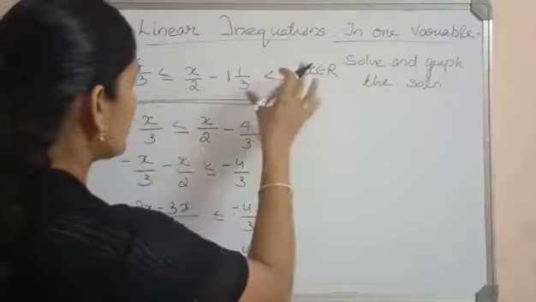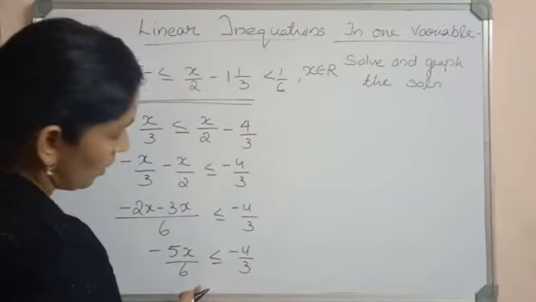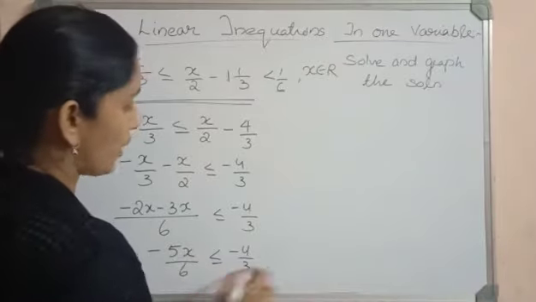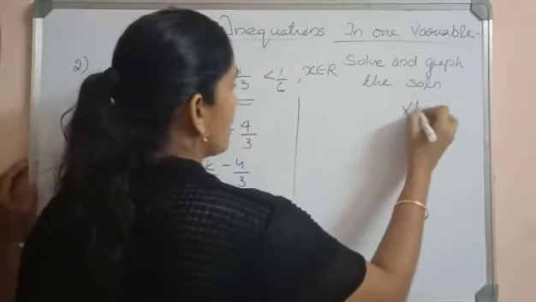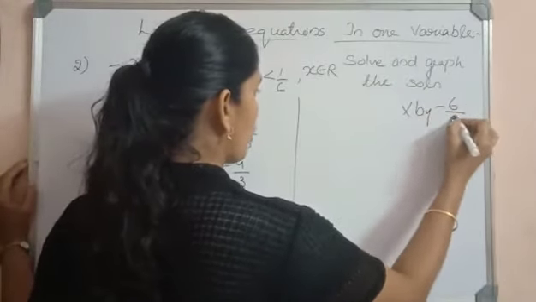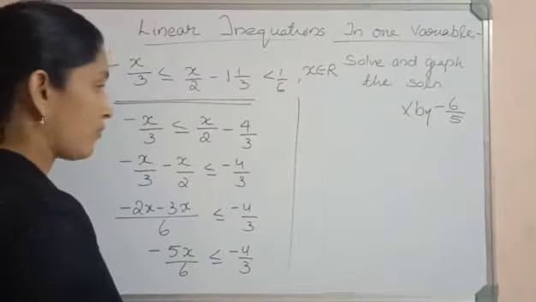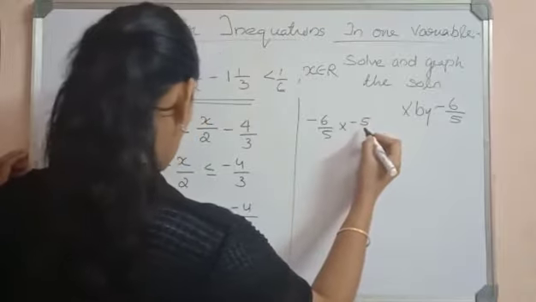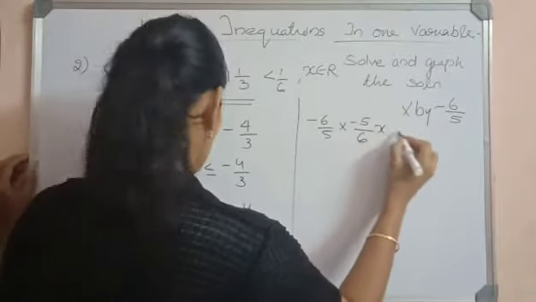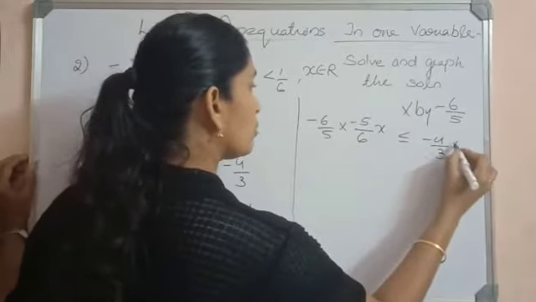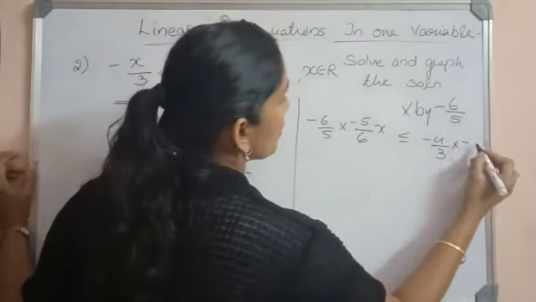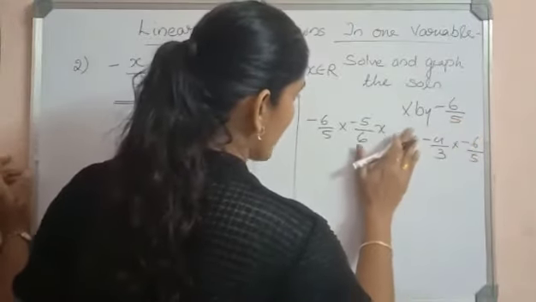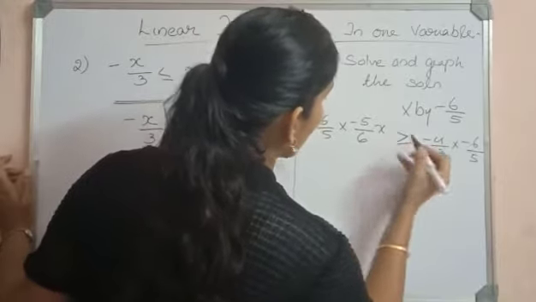Since we need to combine both the reduced forms, we have to multiply this with minus 6 by 5. Now multiplying by minus 6 by 5 on both the sides, we get this as minus 6 by 5 into minus 5 by 6x less than or equal to minus 4 by 3 into minus 6 by 5. As we know, when we are multiplying or dividing by a negative number, the sign of inequality reverses, so this becomes greater than or equal to.